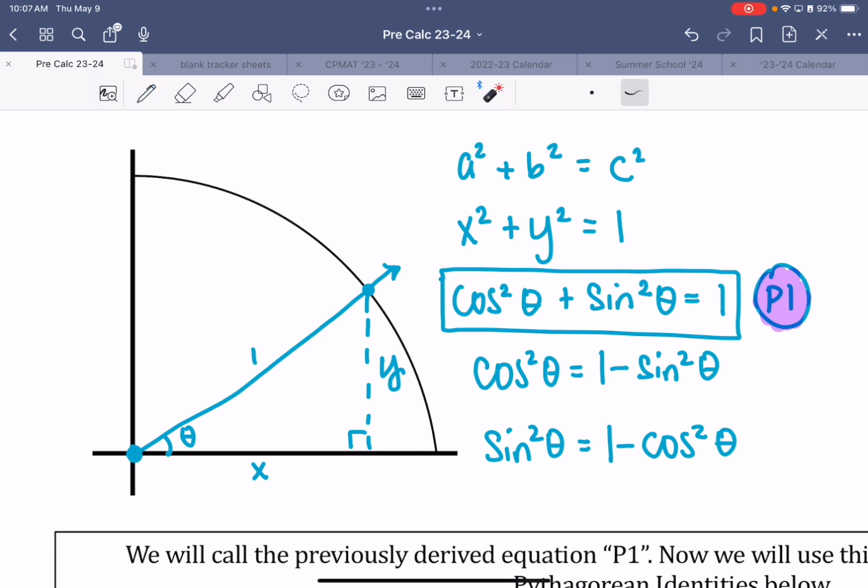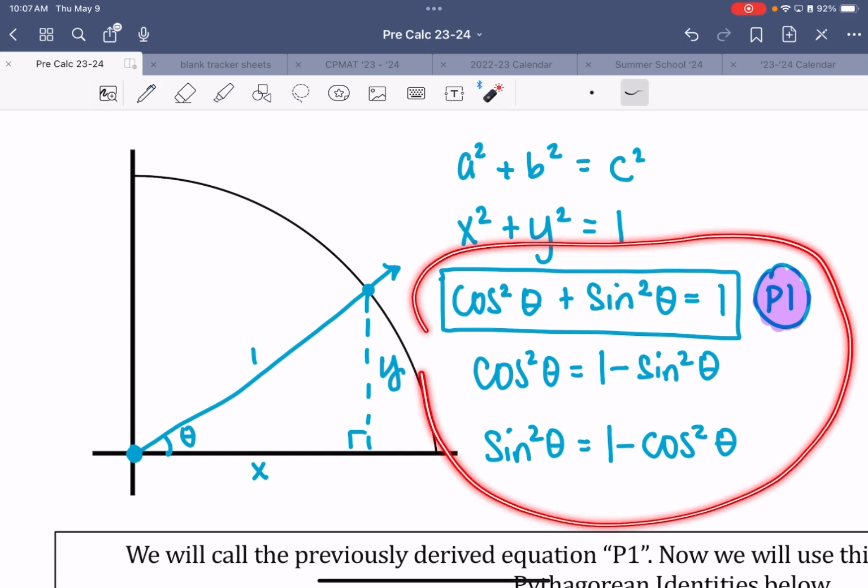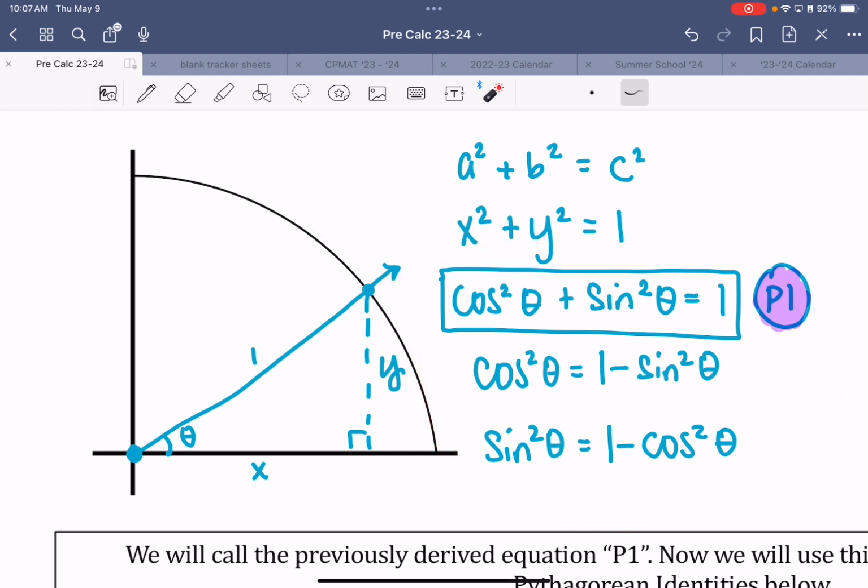So all 3 of these are P1. You'll notice they all have the same values. They're just in different orders. And all 3 of those are also written here on your green paper next to P1. I don't want you to memorize. I just want you to be able to look at it and identify where we are on the green page.